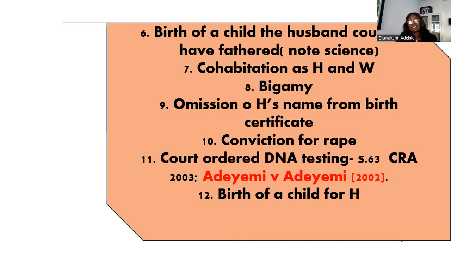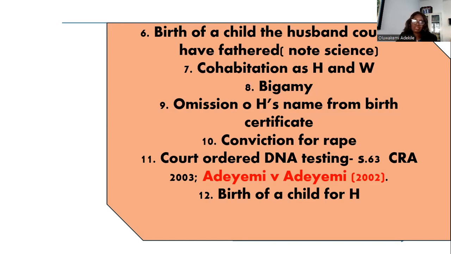Then you have the fact that there's cohabitation as husband and wife. If A is married to B, for instance, and B now decides to go and live, perhaps she's transferred to another state, and she begins to cohabit with another man as if they are husband and wife. That is circumstantial evidence that she's living in adultery.